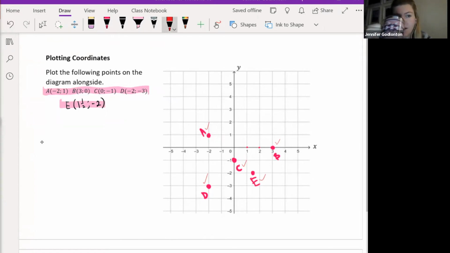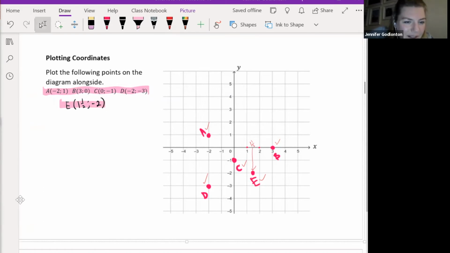Ma'am, I have a question again. Sure. I'm still confused by E. So all that's happened with E is we've gone halfway between 1 and 2. So my X value there would be 1.5. Oh, okay. Now I understand why we use blocks in the book. Yes. See, blocks are our friends.